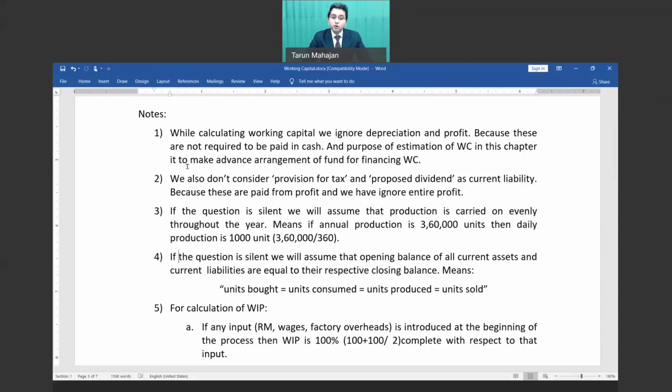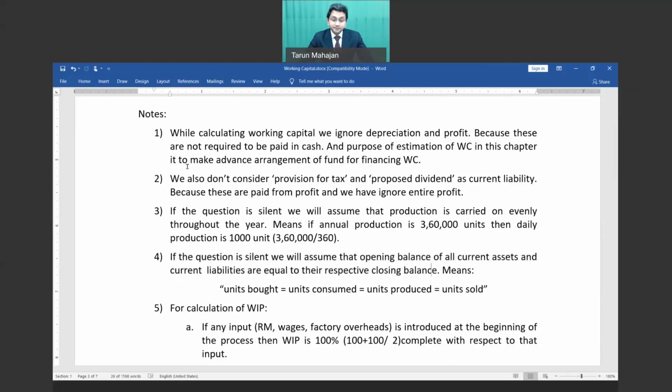Okay, there is one more assumption which you need to take. If the question is silent, we will assume that opening balance of all current assets and current liabilities are equal to their respective closing balances. If the question is silent, assume that opening stock of raw material, if it was 10,000 rupees, then closing stock of raw material will also be 10,000 rupees, equal. WIP 5,000, closing WIP 5,000, equal. Unless otherwise stated, all closing balances are equal to their respective opening balances.